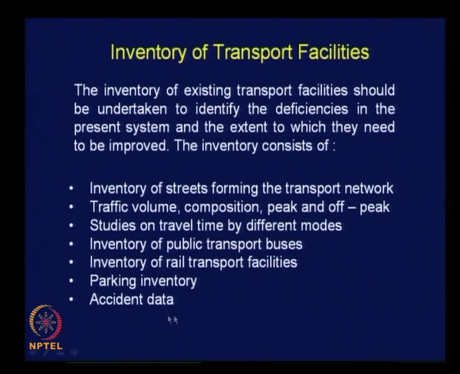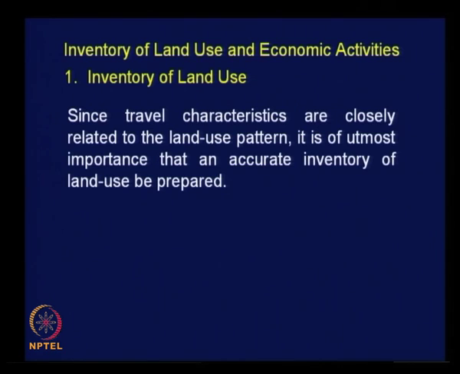And of course, this is only optional accident data, right. It is not really inventory, it is related information. Normally planners collect this information so that it provides an additional input with regard to traffic condition on various links and nodes. Then inventory of land use and economic activities.